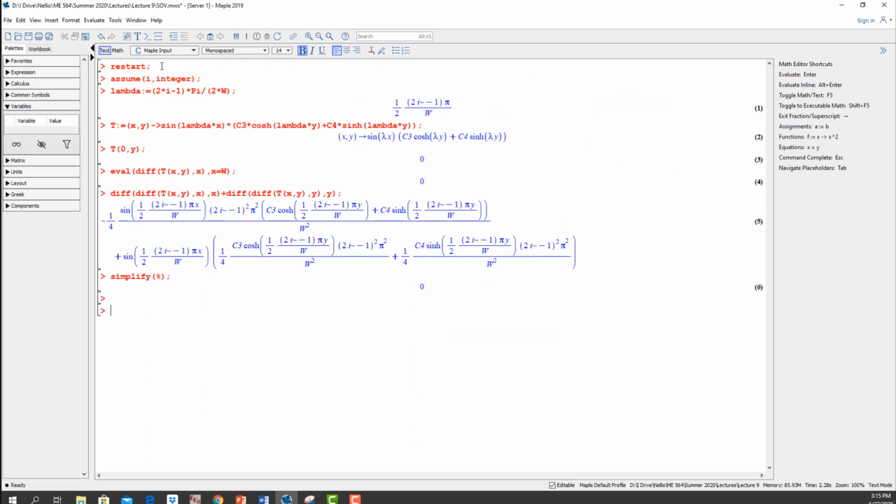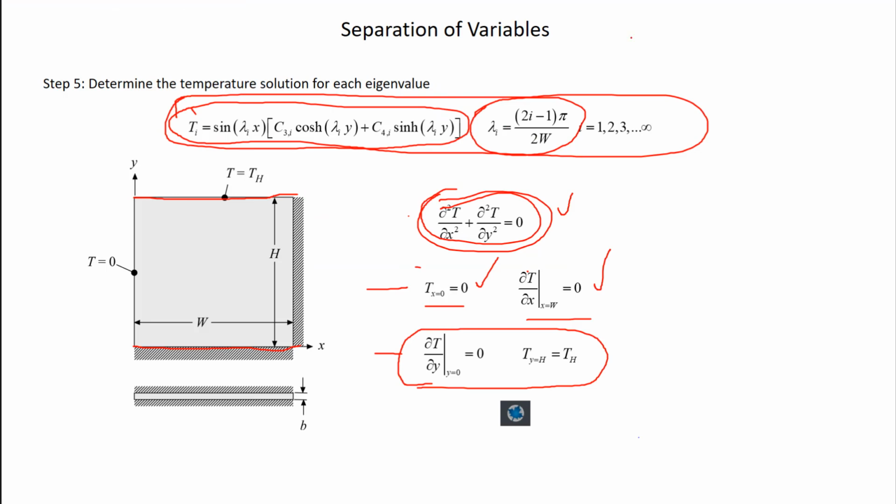I put this code up on the website so you can look at it if you want. I start with restart, which just clears the memory. Then I'm going to put in my eigenvalues, right? So my eigenvalues are given by this equation here, but you need to recognize that I here is not just anything, it's an integer, right?